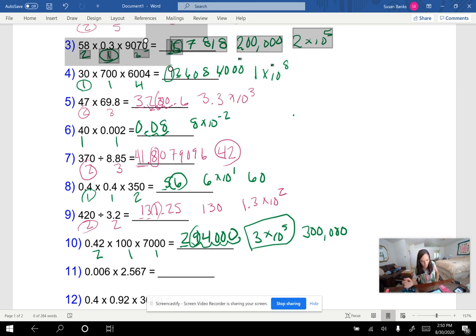All right. Anyway, I hope everyone has a little bit more of an idea of how you calculate multiplication and division with significant figures. If you need more help, please come and ask me.